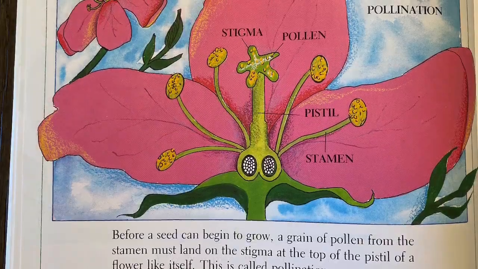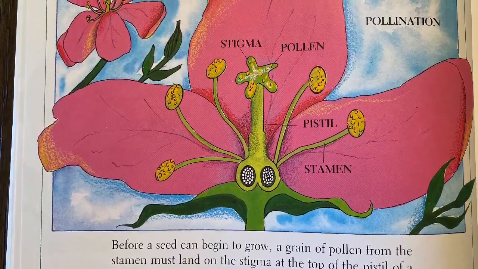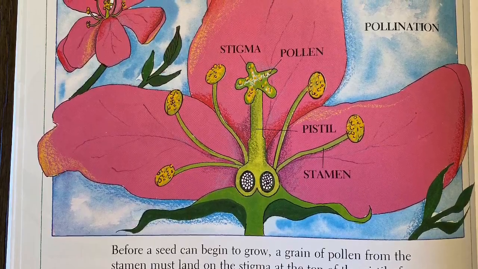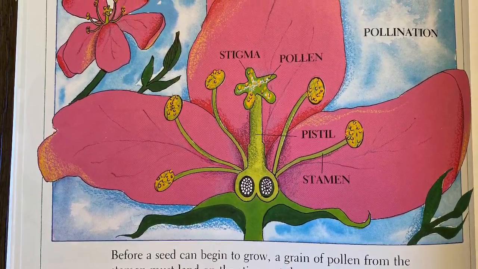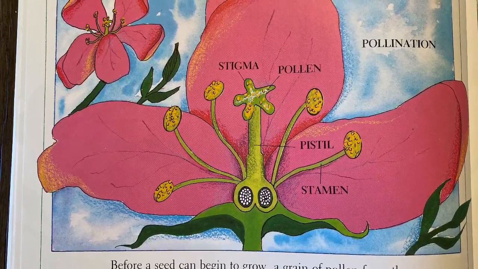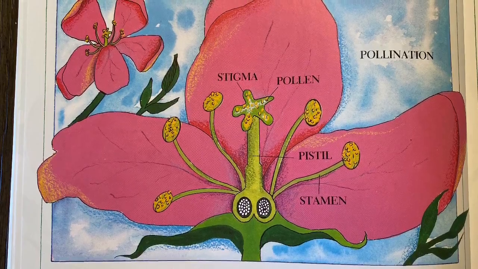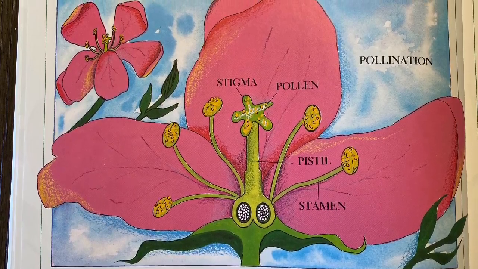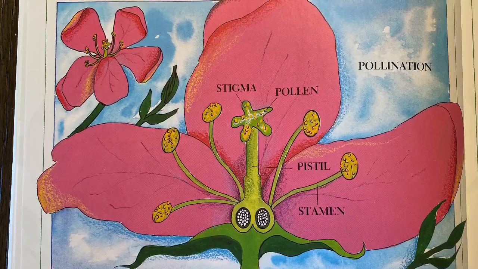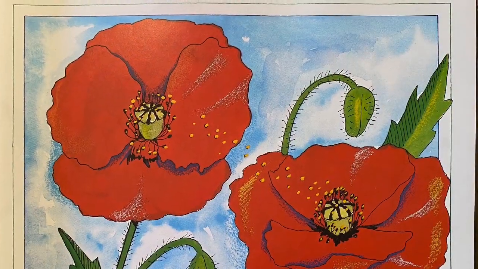Before a seed can begin to grow, a grain of pollen from the stamen must land on the stigma at the top of the pistil of a flower like itself. This is called pollination. And in your picture, again, we have the picture of the stigma, pollen, the pistil, the stamen, and its pollination. Pollination happens in different ways.